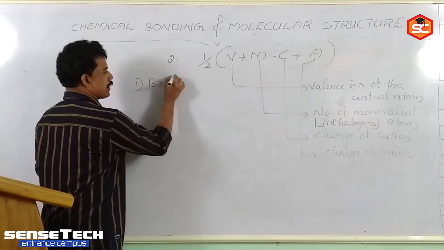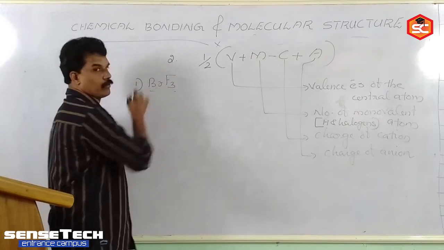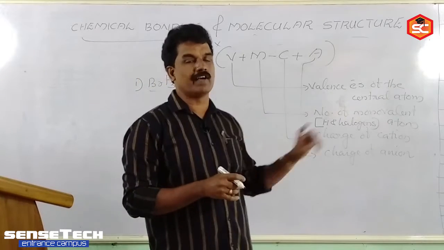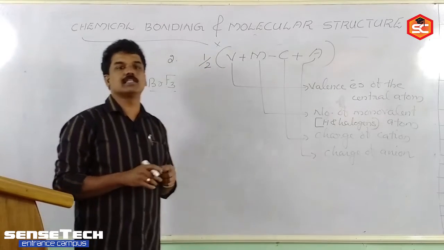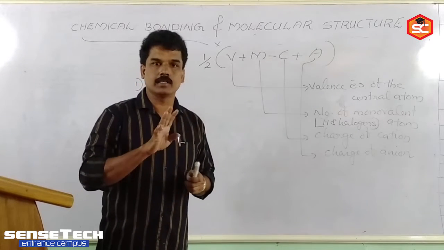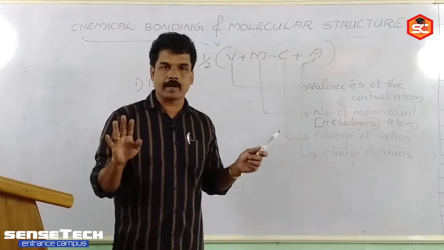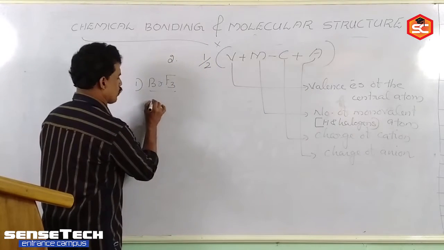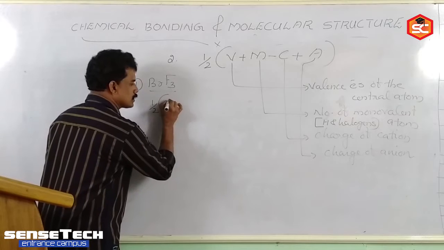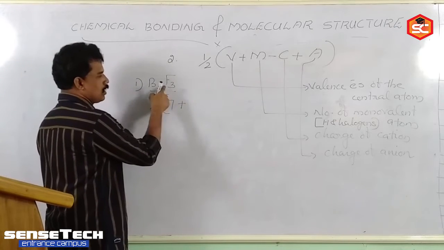See, BrF3, bromine trifluoride. It is an interhalogen compound. What is the central atom? Bromine. What is its valence electron count? For a halogen, no need to count the atomic number; the valence shell contains 7 electrons. So half into valence electron of the central atom, 7, plus monovalent.